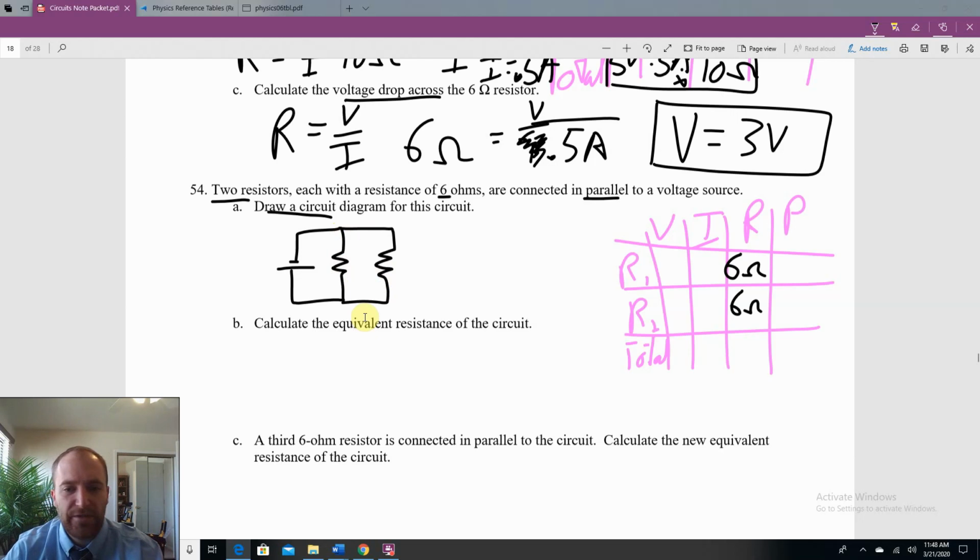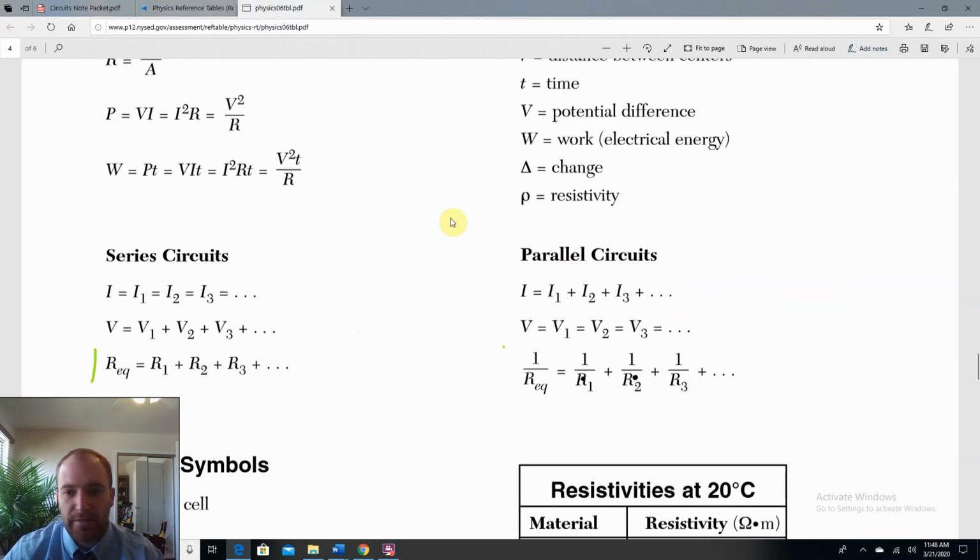Calculate the equivalent resistance of the circuit. Alright. This is probably the easiest one to get wrong, because the knee-jerk reaction would be 6 plus 6, well that makes 12, and then we're good here. But that is wrong. It's not correct. This is not a series circuit. This is a parallel circuit.